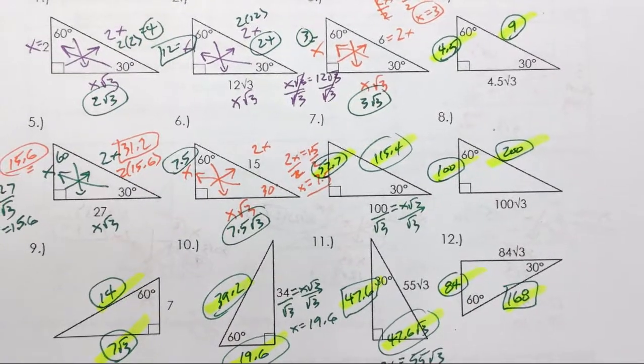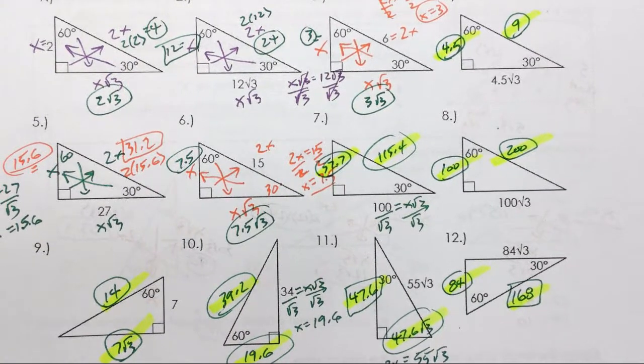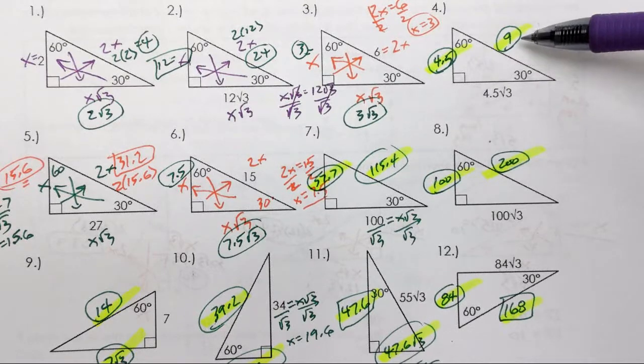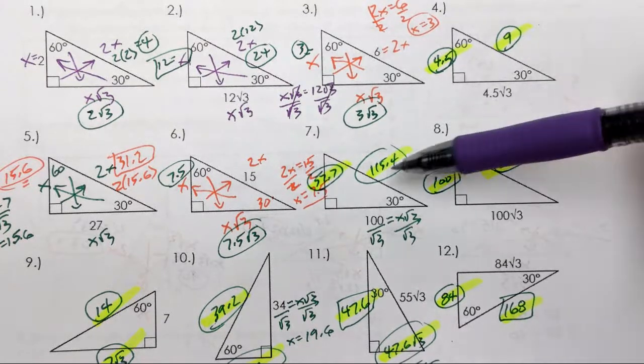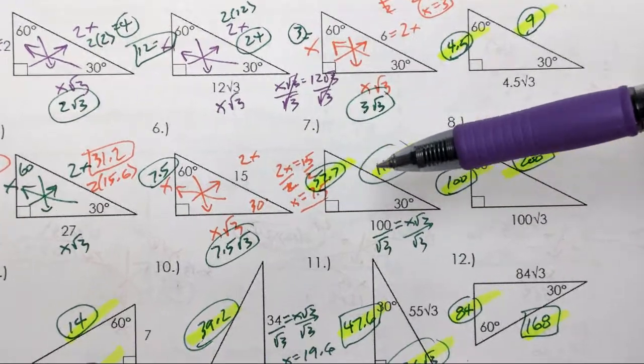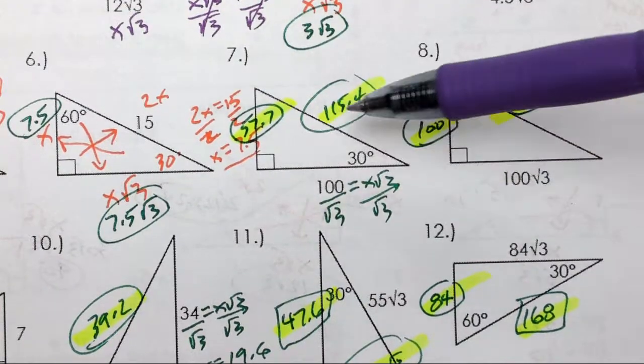So these are the answers to the problems that I didn't do. Whoops, there goes the bell. So on number 4, the short leg is 4.5 and the hypotenuse was 9. On number 7, I ended up getting x is equal to 57.7. Let's zoom in on this one. And then I doubled that to get the hypotenuse.